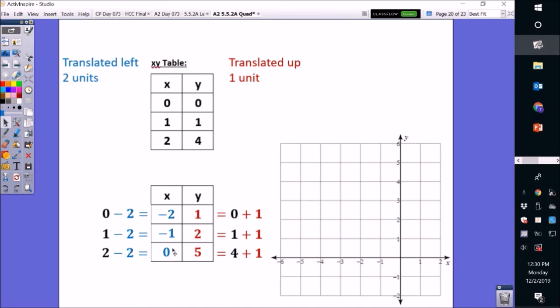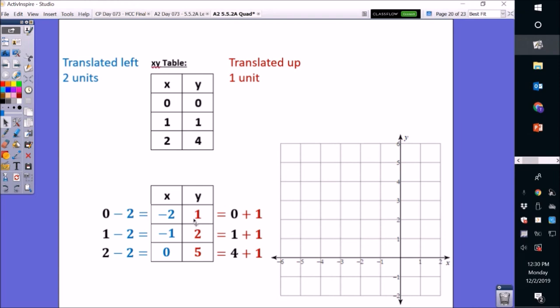Now, let's talk about the y values. So if I were to start at 0 for the y value, which is right here, and if I'm translating up 1 unit, I'm basically adding 1 to my starting point. So my starting point is 0. If I add 1, 0 plus 1 is 1.